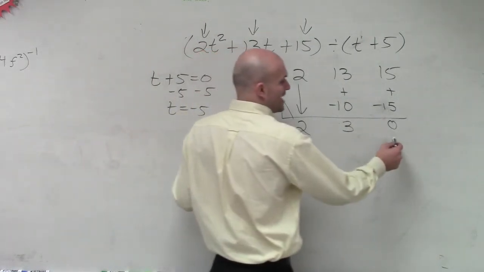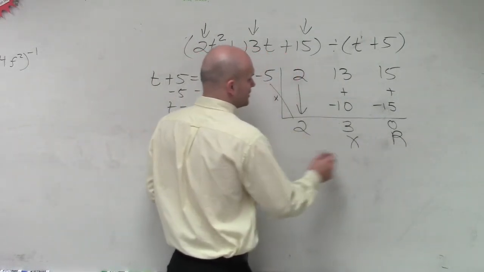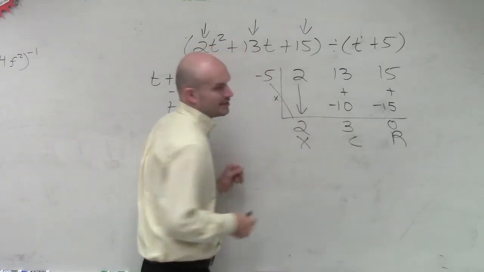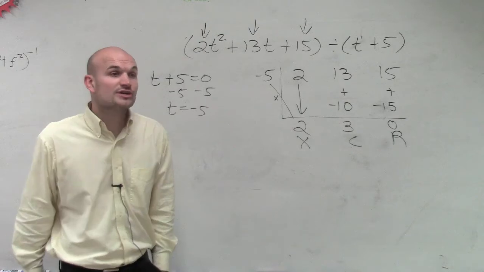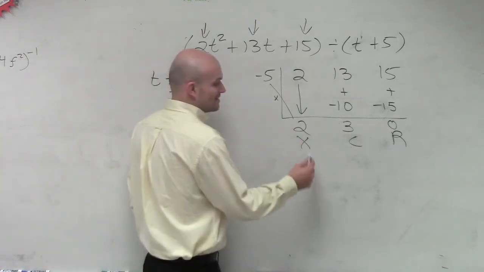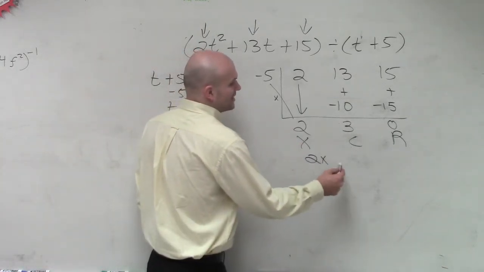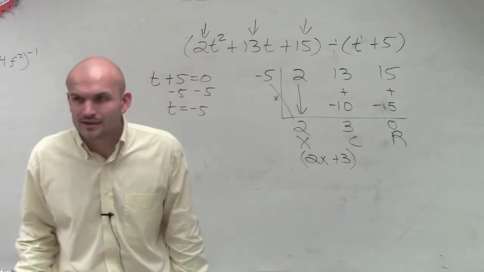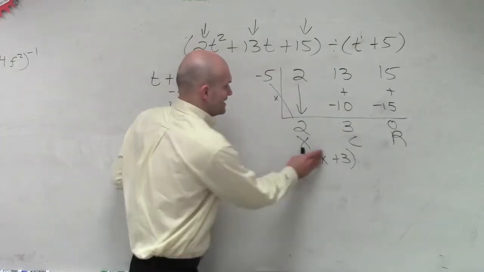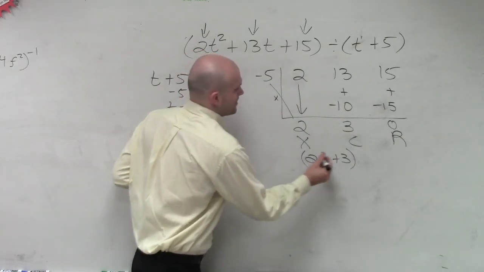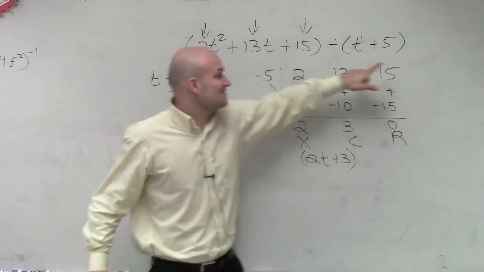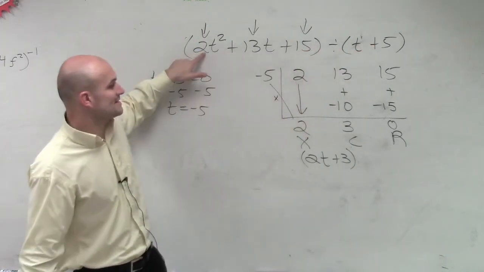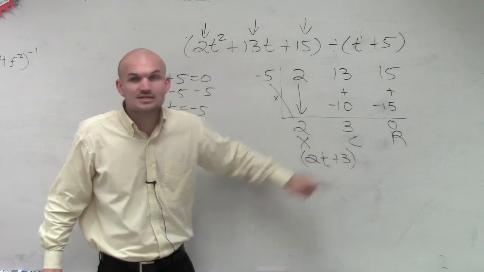Therefore, remember, when we have our answer, it's remainder, constant, linear. So therefore, you don't have to write that variable, but you need to know that your answer is 2t plus 3. Now remember, guys, what does that answer even mean? Does t plus 5 divide into this? Yes, it does. t plus 5 divides into this polynomial 2t plus 3 times.